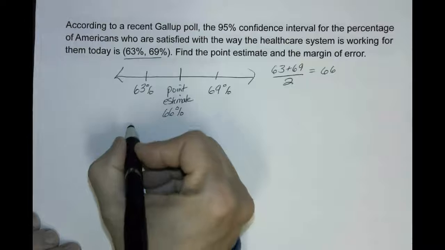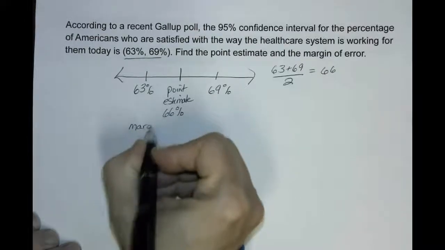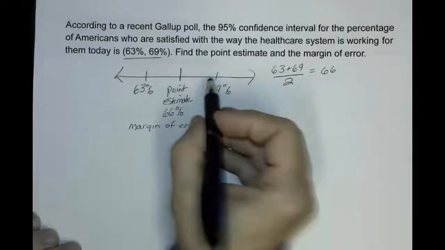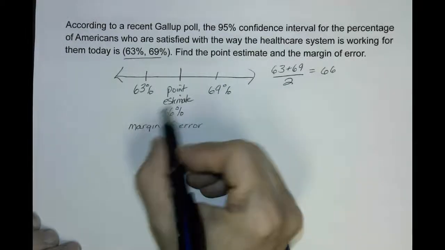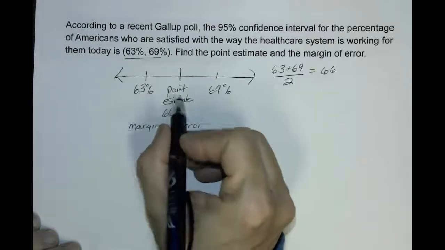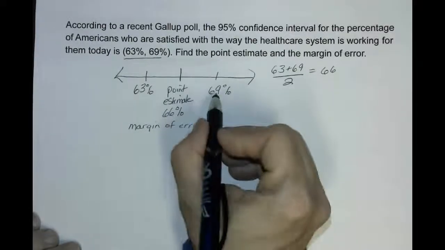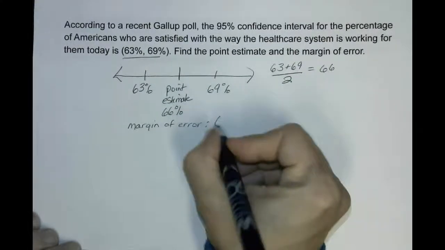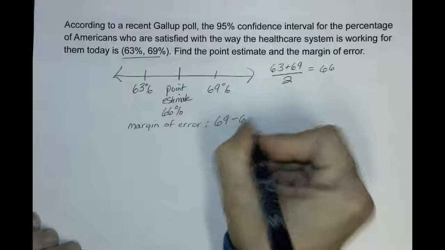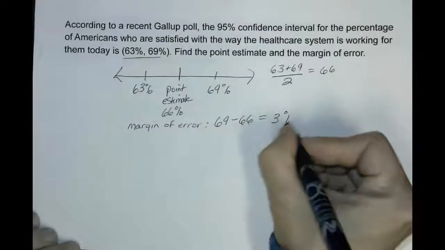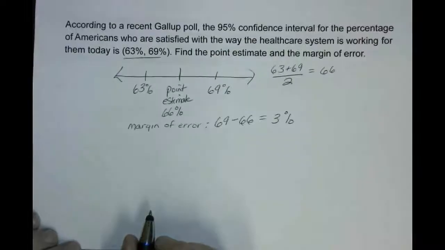Then for your margin of error, that's just half the length of the confidence interval. So if you already know your point estimate, your margin of error is just how far it is from your point estimate to one of your limits for your confidence interval. So we could take the upper limit, 69%, and subtract our point estimate, and that would give us our margin of error, which would be 3% for this.